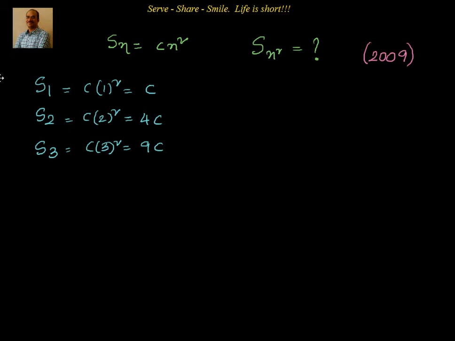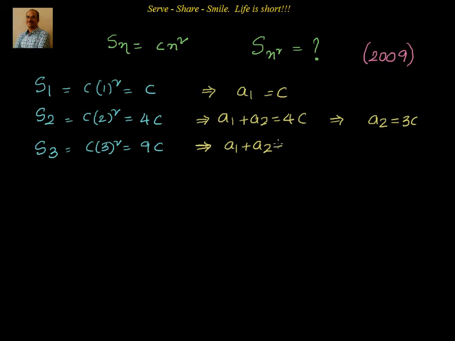Now what's the meaning of this? Sum of 1 term equal to c tells me that A1 is equal to c. Sum of two terms equal to 4c means A1 plus A2 is equal to 4c. That gives me that A2 is equal to 3c. Similarly, the sum of three terms, A1 plus A2 plus A3, is equal to 9c. That tells me that A3 is equal to 5c. So we now know how this particular series looks like.